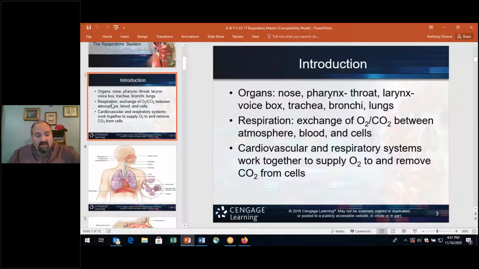So let's look at the respiratory system and our ability to take in these gases, use them, and properly perform functions within the body. We'll be talking about the different anatomical structures. We'll be talking about gas exchange. We'll be talking about external and internal respiration. We'll be talking about pulmonary ventilation, which is the act of breathing, as well as the interaction between the cardiovascular and the respiratory systems moving these gases.